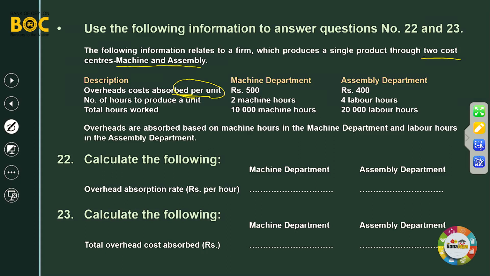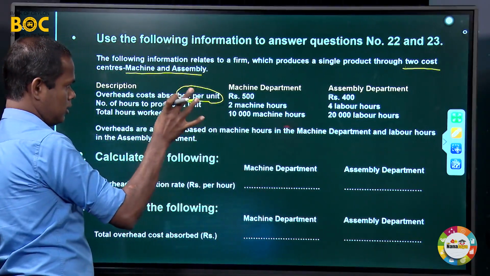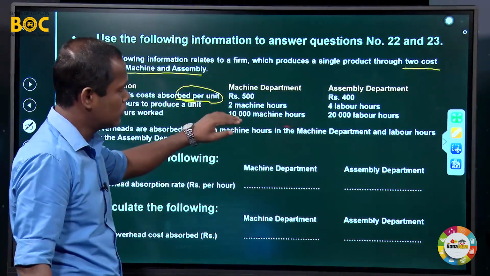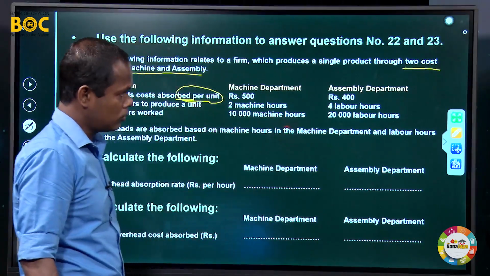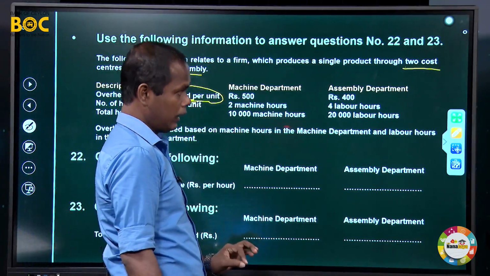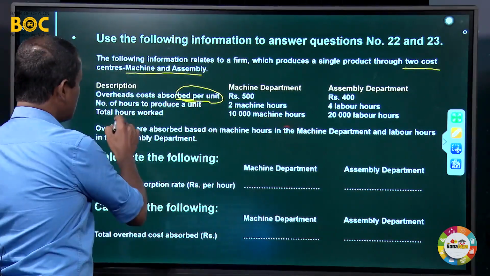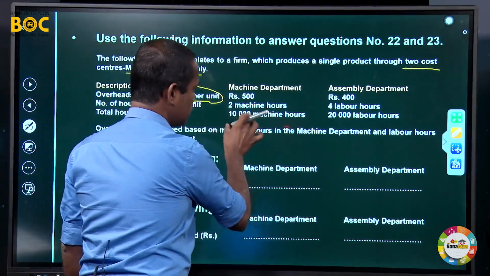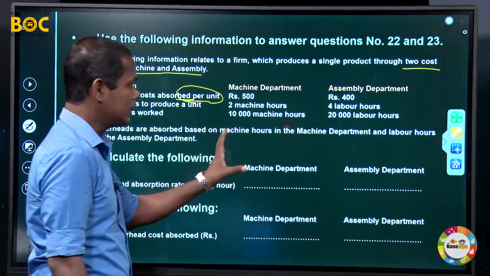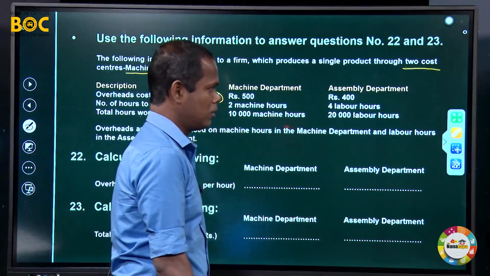Number of hours to produce a unit: from the machine department we want 2 hours, and from the assembly department 4 hours. The total hours worked: in the machinery department 10,000 machine hours, and in the assembly department 20,000 labor hours.